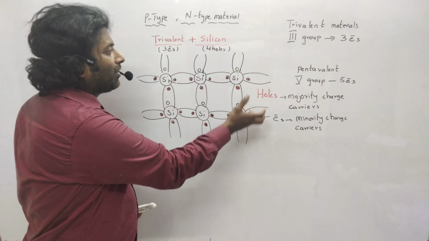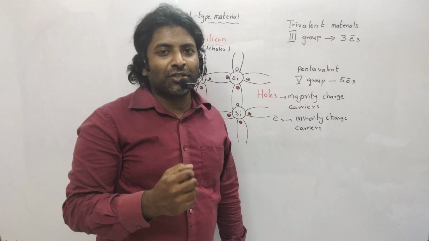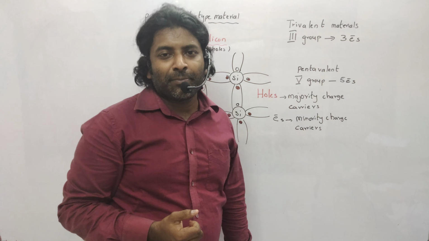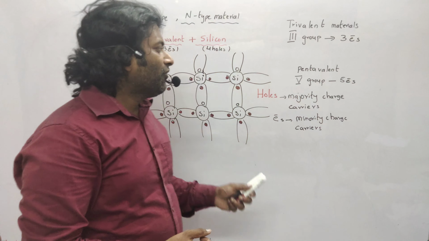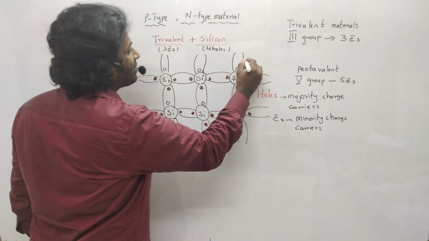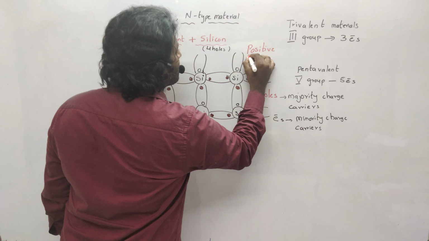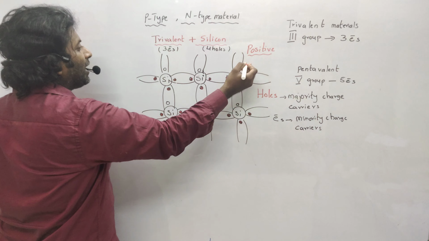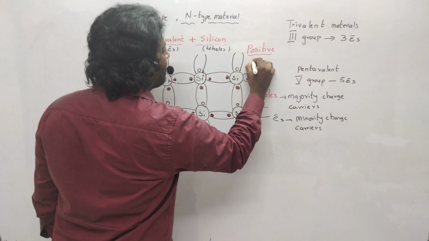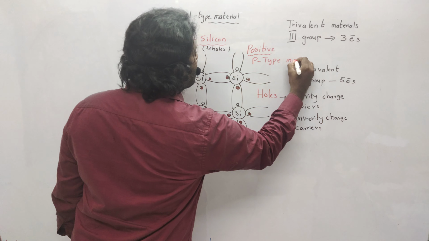In the previous session we observed electrons are negatively charged and holes are considered positively charged particles. So which charge is developed? Positive type is developed. Positive type developed means which type of material is formed? Simply p-type material is formed.